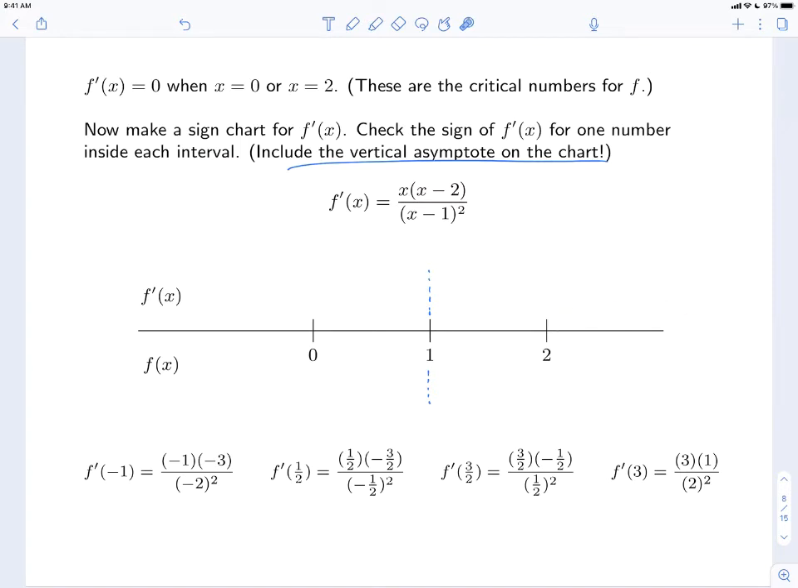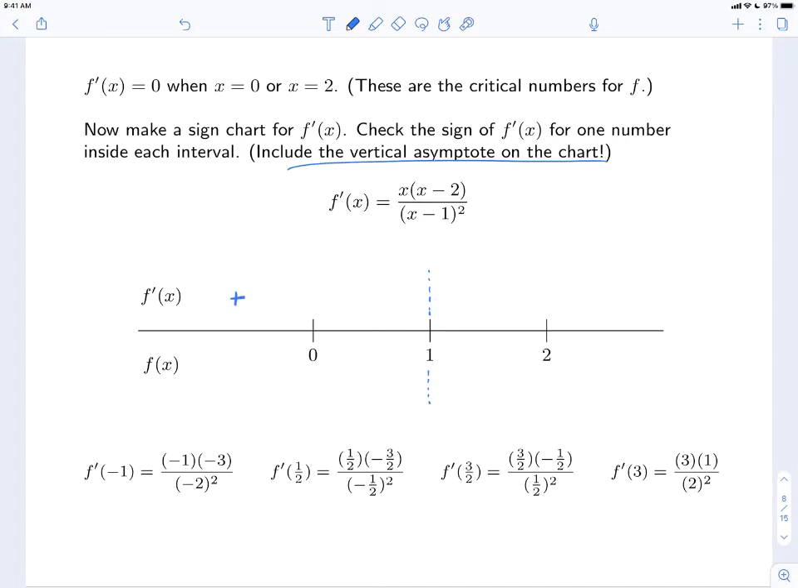Well, let's just go ahead and compute these values. Well, that's already been done for us. Negative 1 is to the left of 0. So that's this first interval, this leftmost interval. And f prime at negative 1 is minus 1 times minus 3 divided by negative 2 squared. Now the numerator is positive. The denominator is always positive because it's a quantity squared. So we have a minus 1 times a minus 3 in the numerator. That's positive. So we have a positive on the first interval.